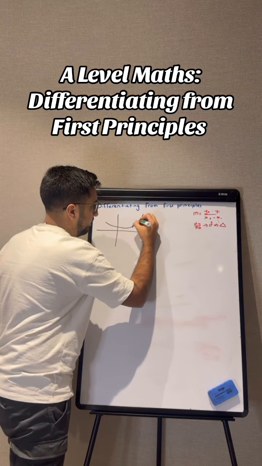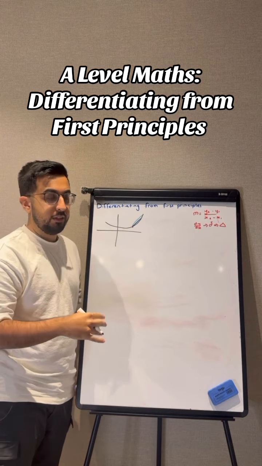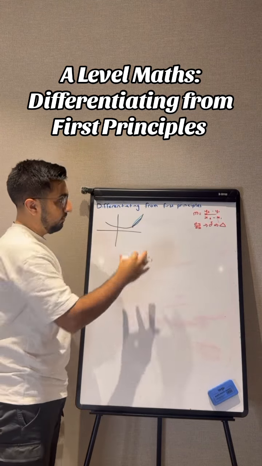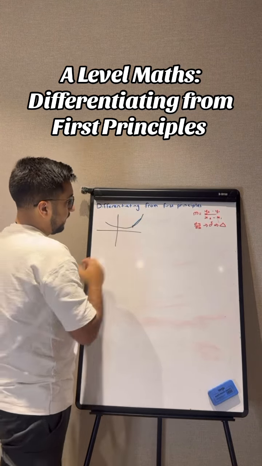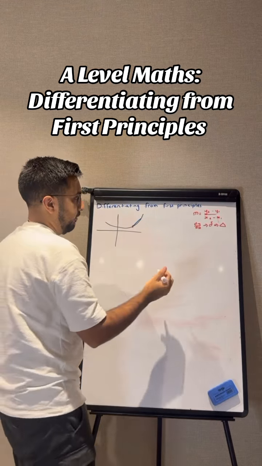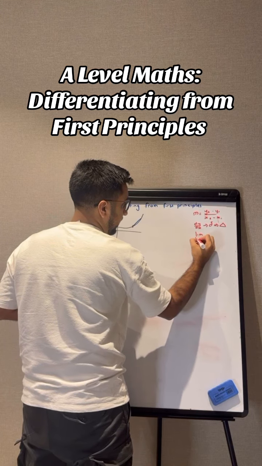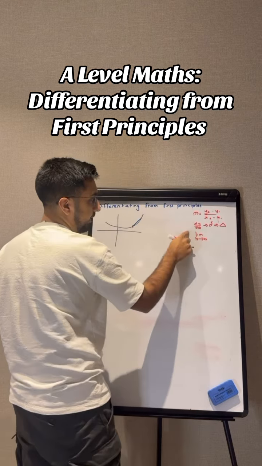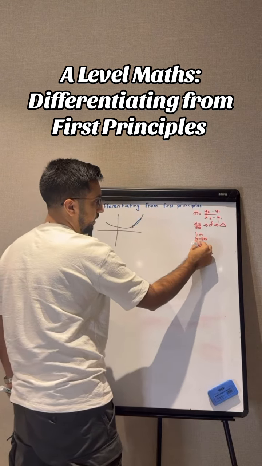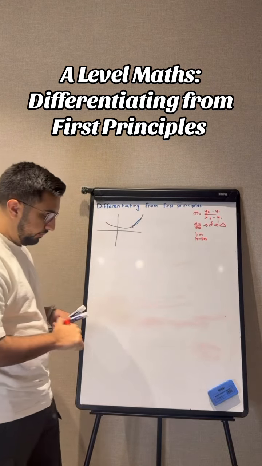So for example, if we compare the green one to the blue one, the blue line will give us a more accurate gradient function. Therefore, we want the gap between the red dot and the blue dot to be basically 0. And we'd say that mathematically by writing the limit of the change tends towards 0. So where does the h come from?